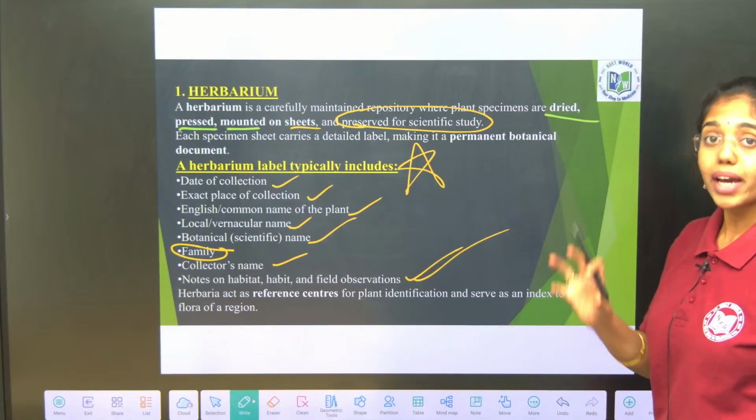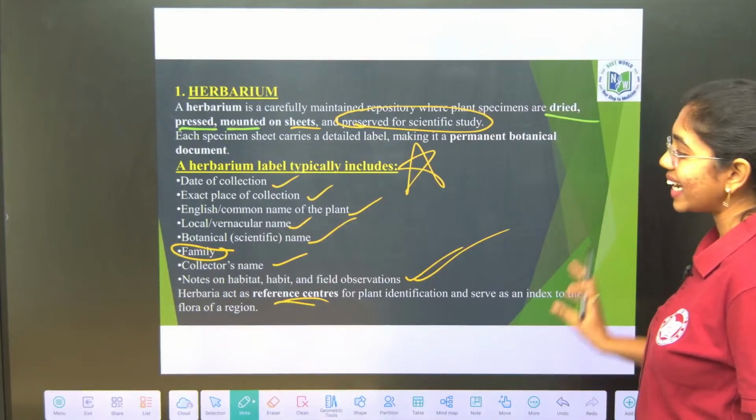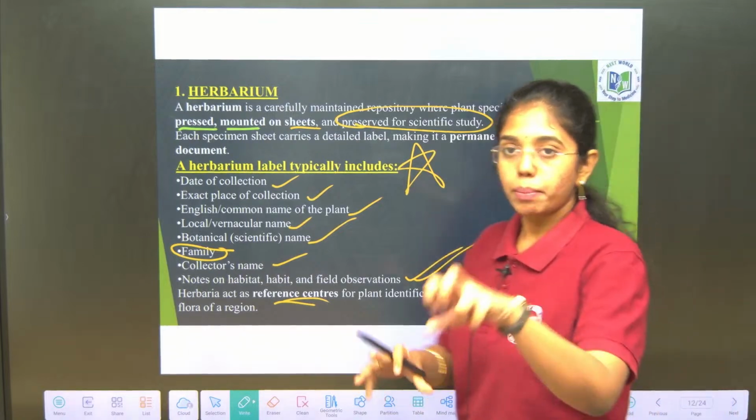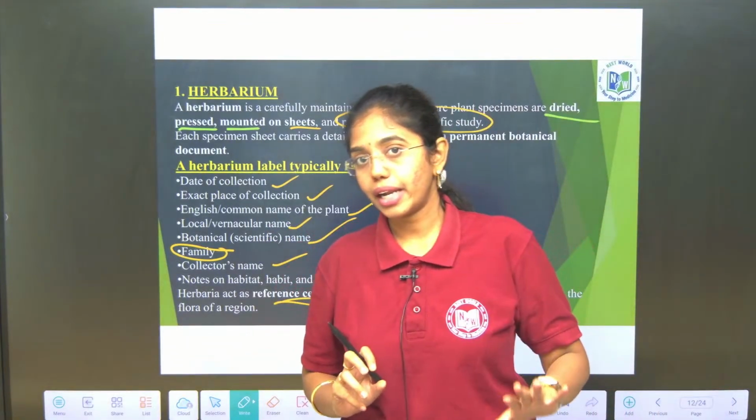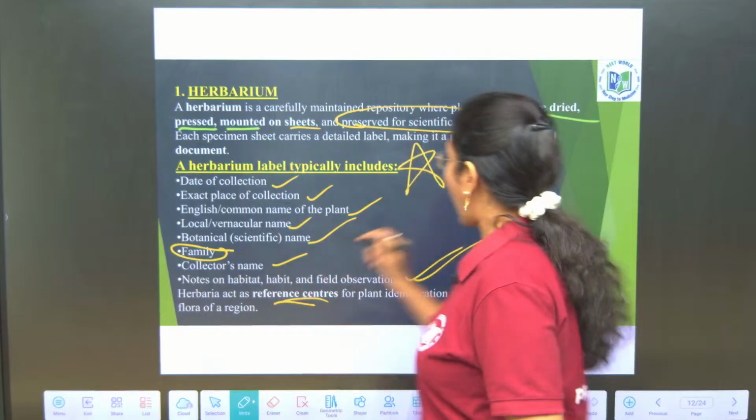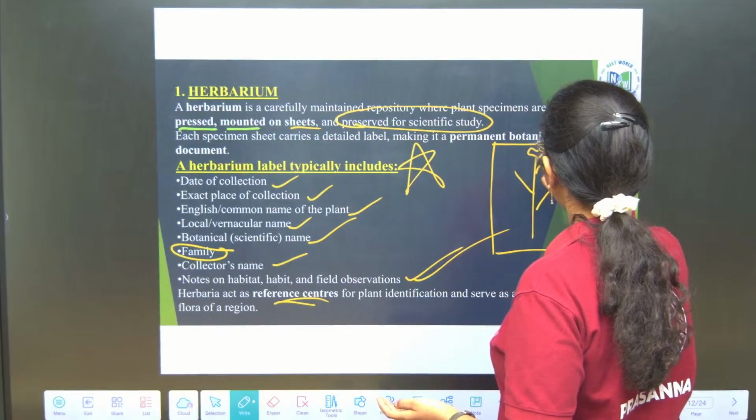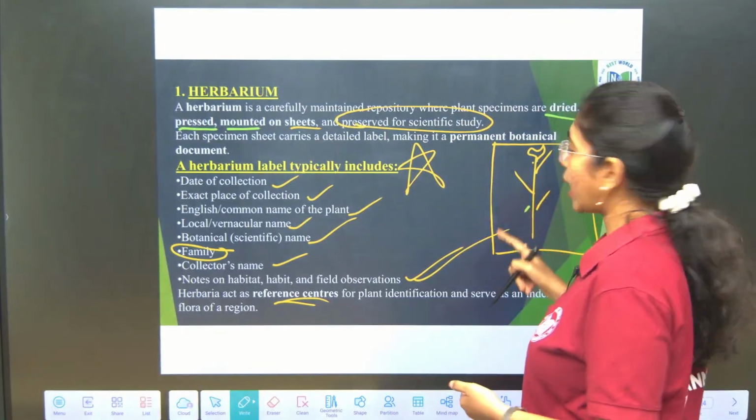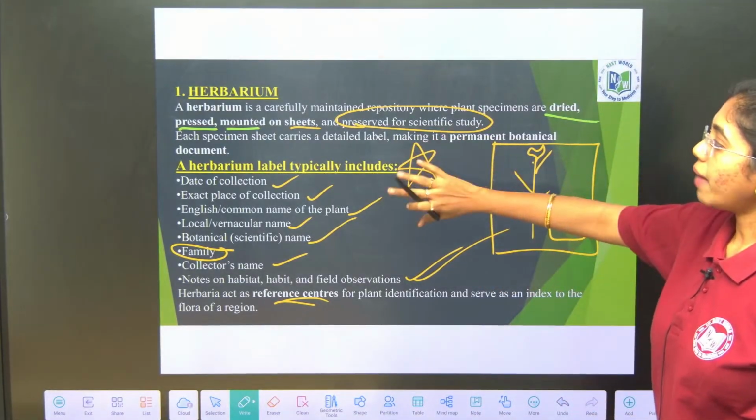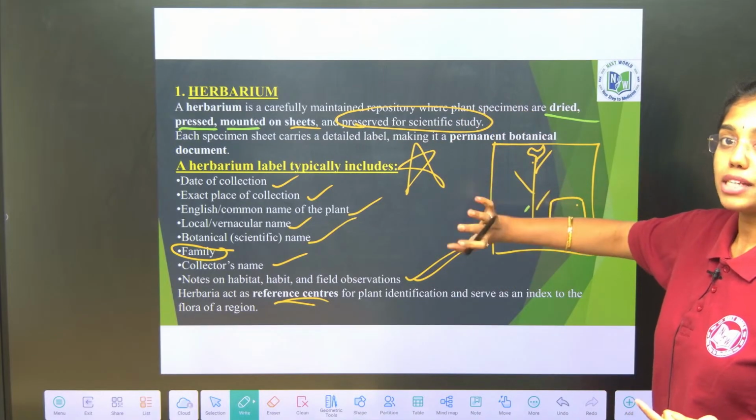Herbaria will act as quick reference centers. They are the reference centers for plant identification and they serve as index for flora of a particular region. Plant specimens of that particular region are collected, dried, pressed, mounted on the sheet and these labels are given on the sheet. As such, it is preserved. On the sheet, a plant with all its vegetative and floral characters and the labels are provided. So, you have to know what is a herbarium sheet, you have to know what are the labels that we have to mention on the herbarium sheet.